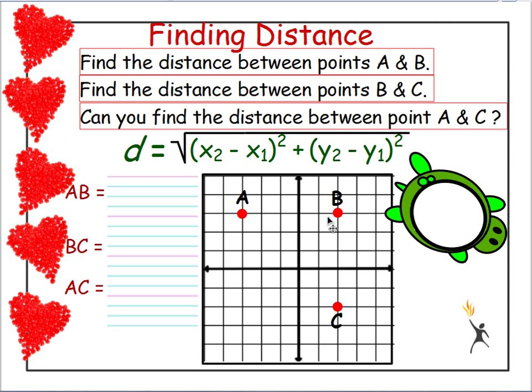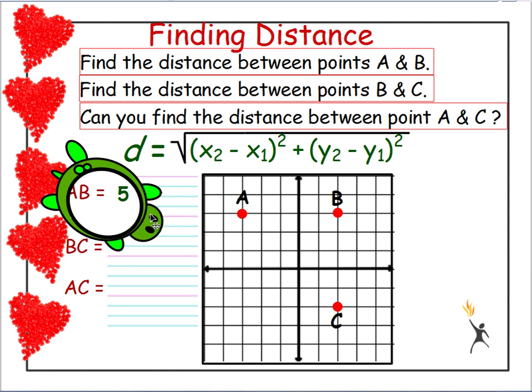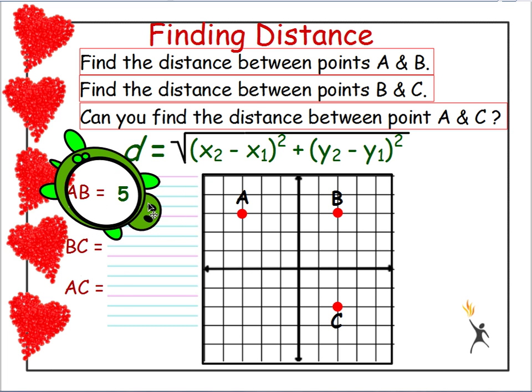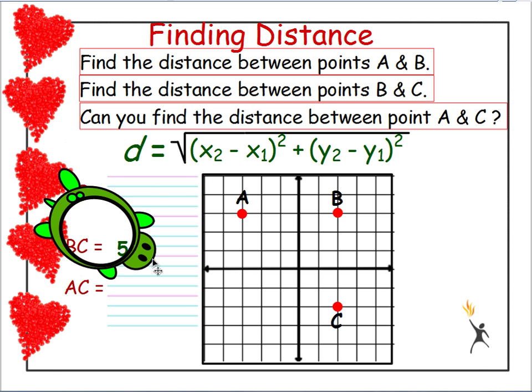I can simply walk this out or count it out. 1, 2, 3, 4, 5. There's a distance of 5 between A and B. We're totally good there. B and C are completely vertical from each other, so I can simply count it out. I can go down 1, 2, 3, 4, 5. The distance between B and C is 5 again.